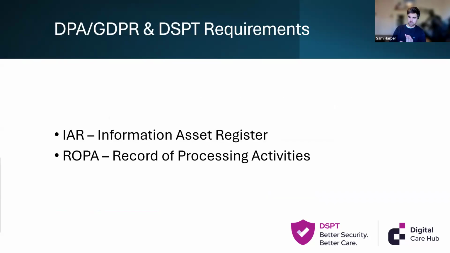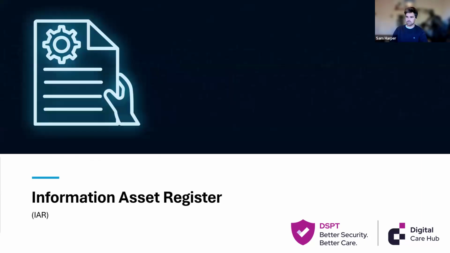So let's look at these documents. As I say, one way in which we can demonstrate how all personal data is being kept safe and that we are complying with the law is to have an information asset register and to have a record of processing activities. And as I said, we need to have these documents in place. They will be sought after. As an organization, you need to have these in place. They are compliance pieces.